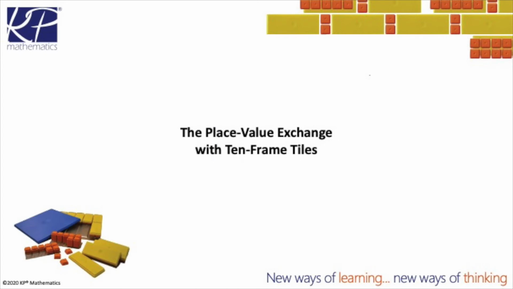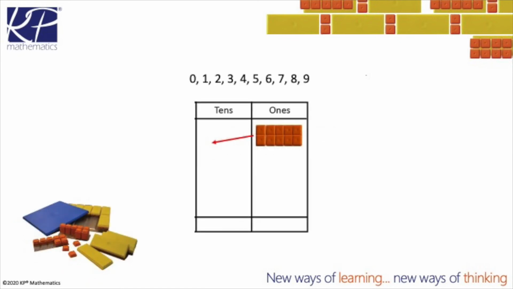Next, let's see how 10 frame tiles handle the same task. A full 10 frame is the signal to make a place value exchange. So students cover the 10 ones with a yellow tile and move it to the tens place as 1 10. They record a 0 in the ones place and a 1 in the tens place. Now counting can continue in the ones place. Note that the 10 ones that were counted still exist. They have merely been renamed as 1 10.